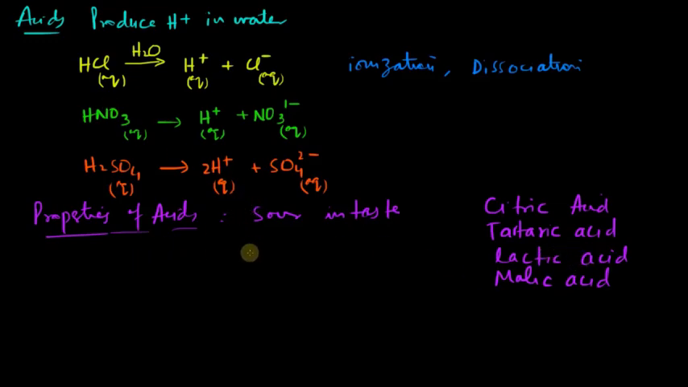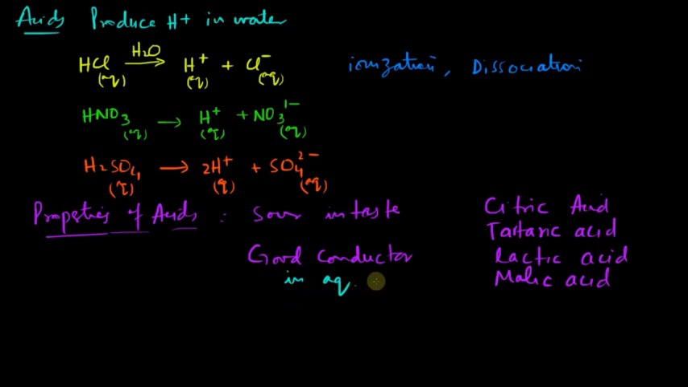The next thing that we have to see is that acids are good conductors of electricity. But in which state are they conductors of electricity? They only conduct electricity in the aqueous form. That means when you put them in water. Otherwise, if they're in the solid state or if they're in the molten state, they don't conduct electricity.